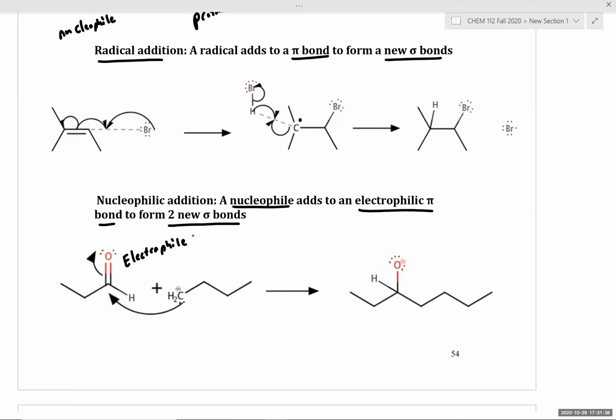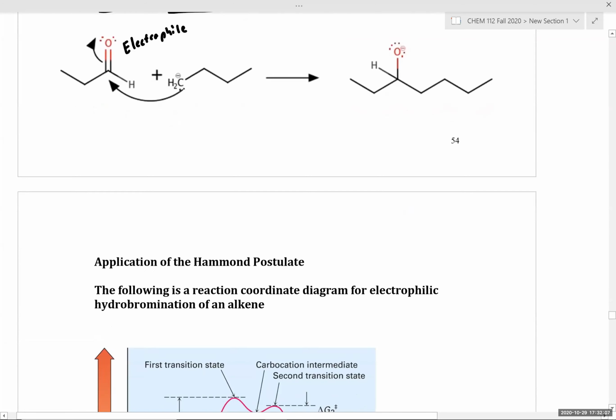Any questions on general types of addition reactions? These are very common superclasses of addition reactions that you'll see in reaction mechanisms. Any questions on these general types of reactions? Okay, let's keep going then.